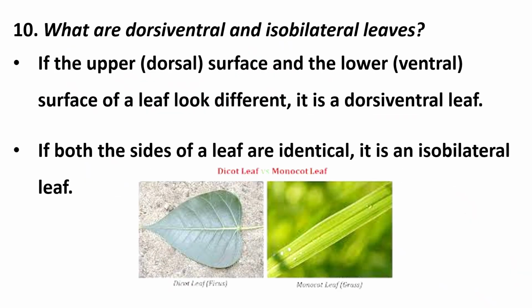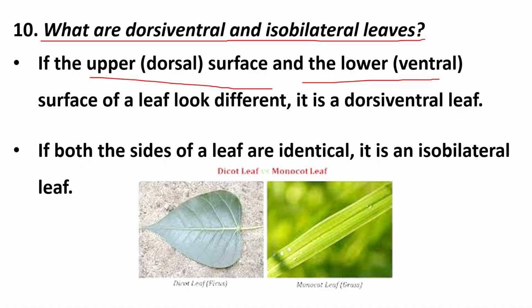And the last question, what are dorsiventral leaves and isobilateral leaves? If the upper or dorsal surface and the lower or ventral surface of a leaf look different, it is a dorsiventral leaf. If both the sides of a leaf are identical, it is an isobilateral leaf.